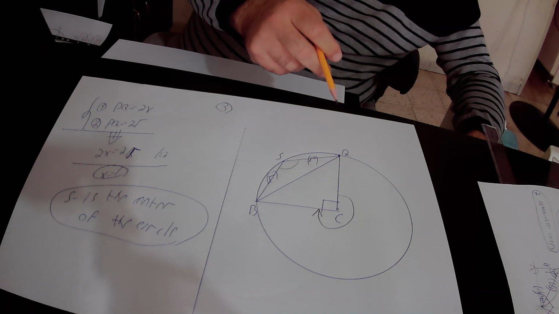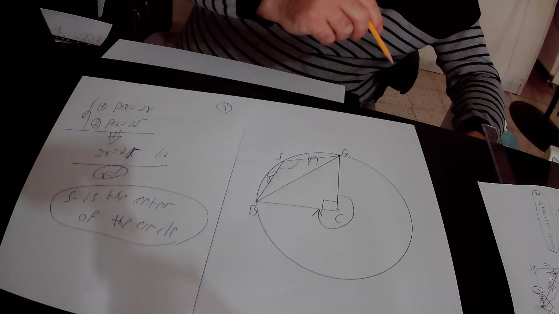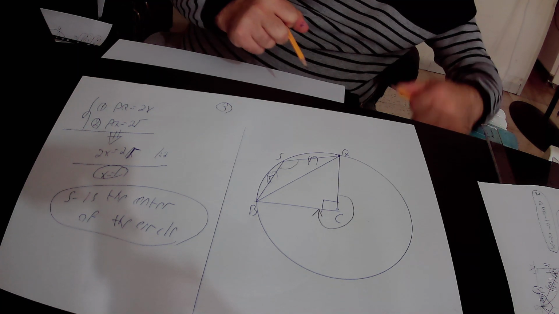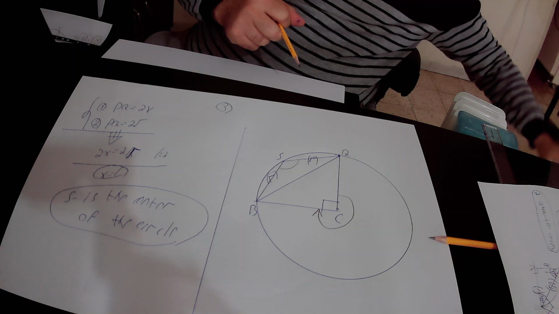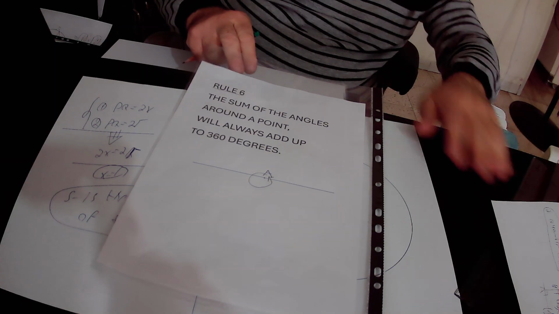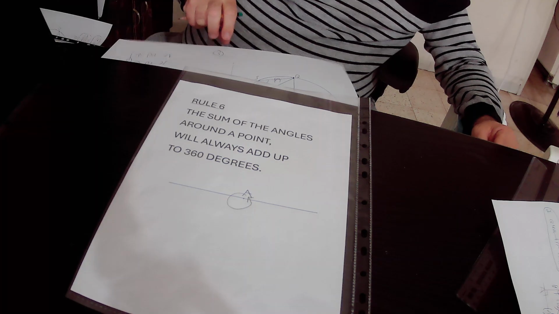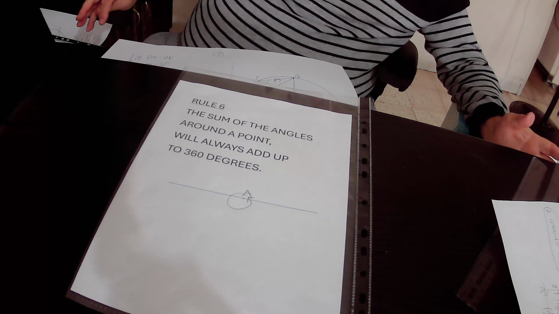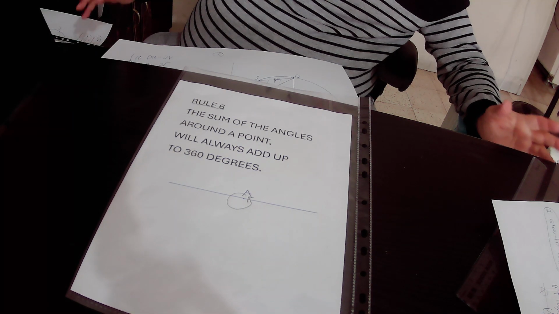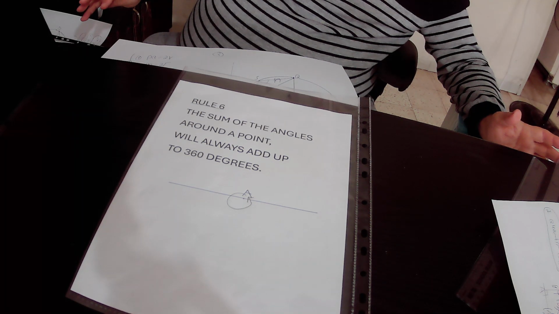Now we have to find out what is the size of the central angle QCB. We'll find out the size of this angle according to a new rule. It is actually rule number 6. According to rule number 6, the sum of the angles around any point will be equal to 360 degrees.